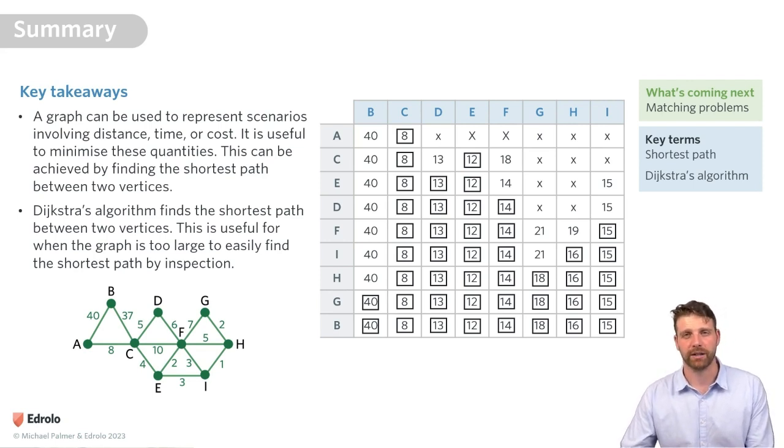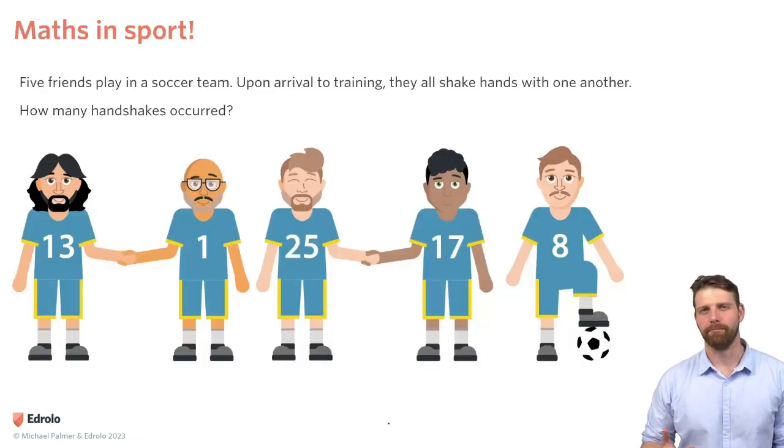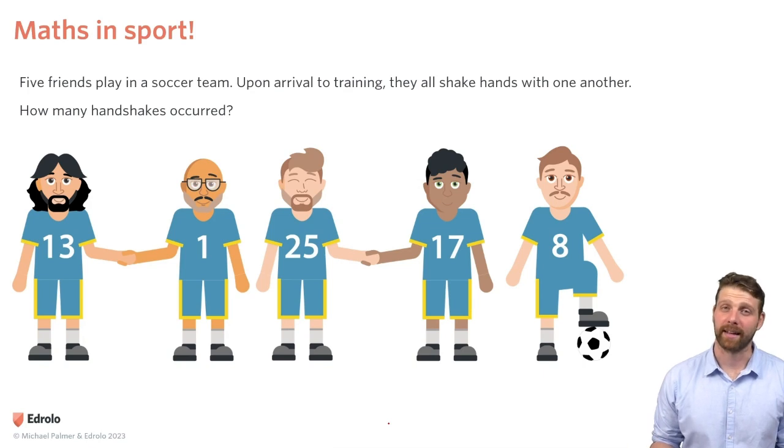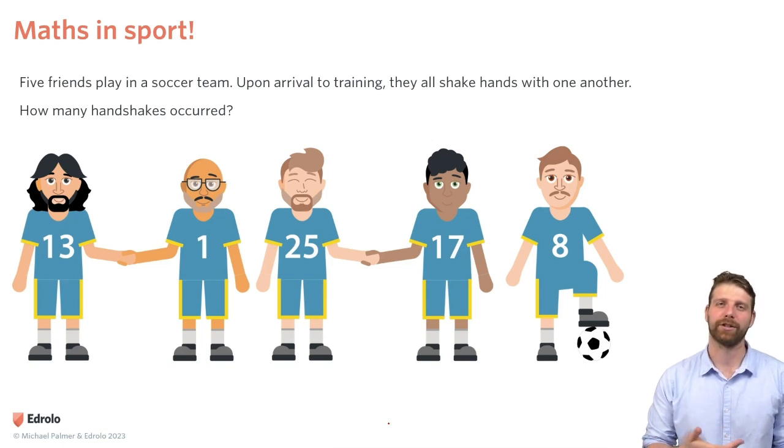All right, up next, we've got matching problems. See you there. Hi, today's lesson is all about matching things, making allocations. When people turn up to play a sport match, you've probably done this yourself, you shake hands with your opponents and with your teammates when they arrive. So if 5 friends play in a soccer team and when they arrive to train, they all shake hands with one another, how many handshakes have occurred? Can you figure it out?